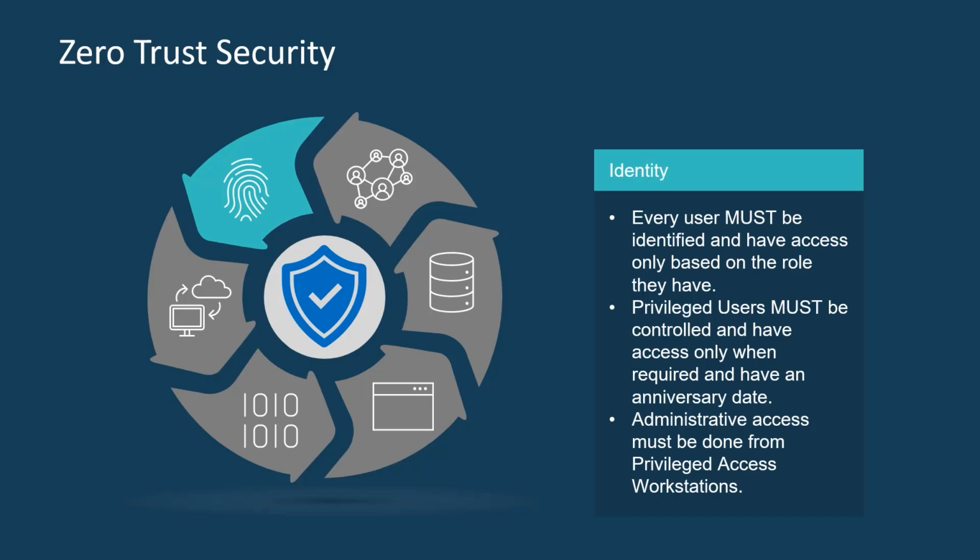Also, any administrative access in your environment should be done from what they call a privileged access workstation, or a PAW. This could be a jump box that's highly secured, which means that no administration can take place from a user's desktop sitting somewhere. It has to be vetted.